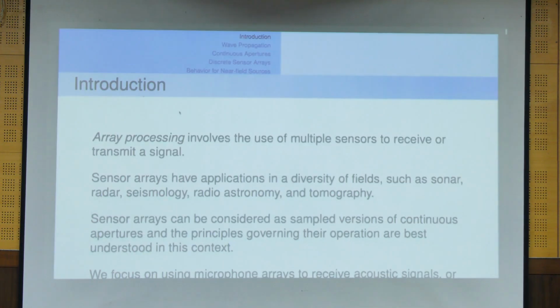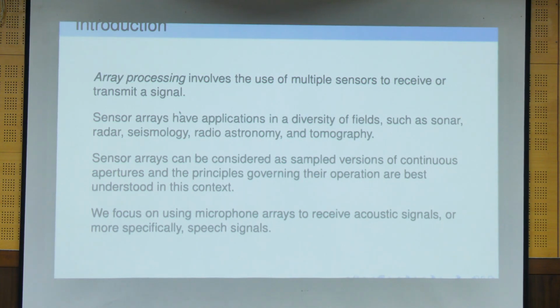Okay? So array signal processing, what does it mean? It means that we use more than a single sensor. We use multiple sensors. If we ask for a single sensor, what do we measure? We measure signals that propagate somewhere. It can be underwater, in the air, electromagnetic fields, acoustic waves, any kind of signals that propagate in some places, we measure them using specific sensors.